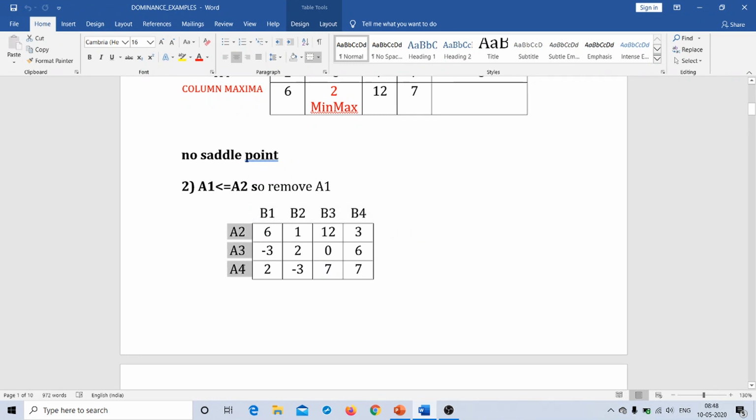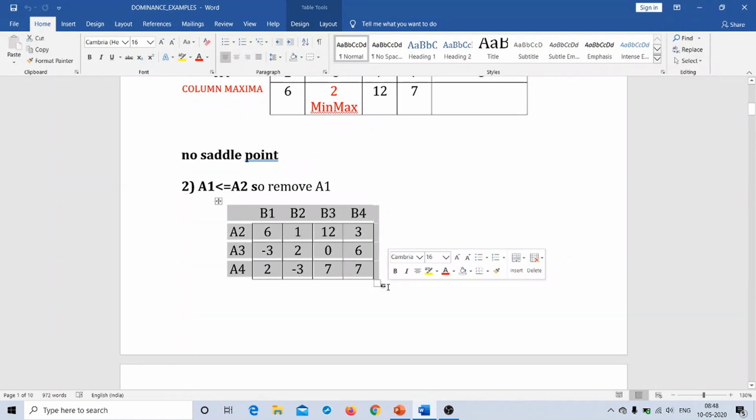Please do not rename this as A1, A2, A3. Okay, so let it continue as it is available with you. So my original 4 cross 4 matrix got reduced to 3 cross 4. Now my next step will purely depend upon this new 3 cross 4 payoff matrix.